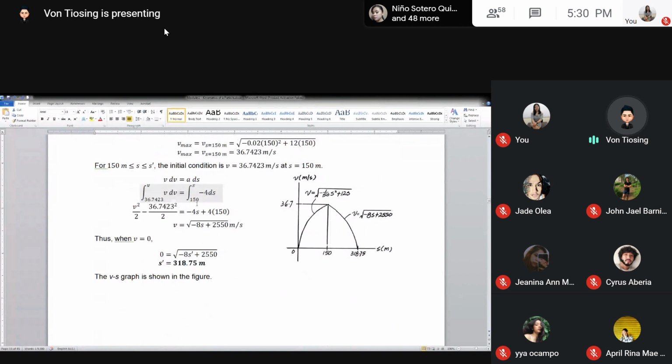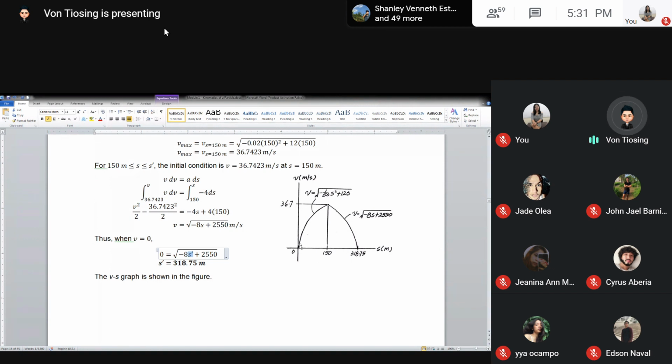So, sabi nga natin, dito, what distance s does it travel before it stops? Pag sinabing stop, yung velocity ay 0. So, we will equate this one equal to 0, and then substituting s equals s prime. So, ito yon. 0 equals the square root of negative 8s prime plus 2,550. So, 2,550 divided by 8 na yan, no? So, 318.75 meters. Okay, so nakuha na natin yung s prime. Doon mag-end up yung graph natin.